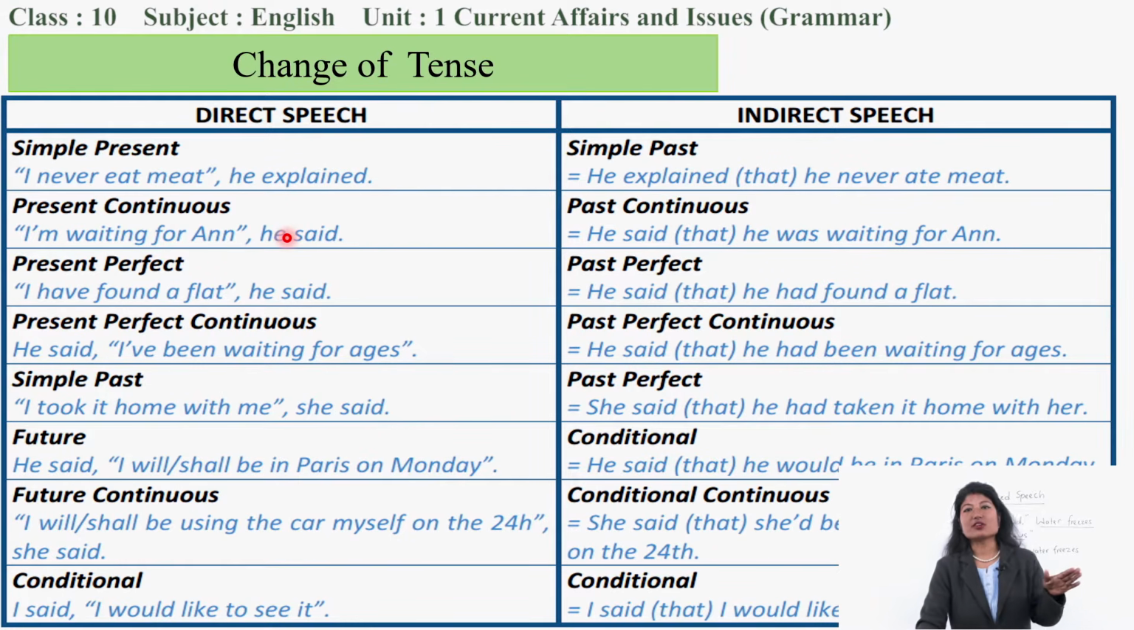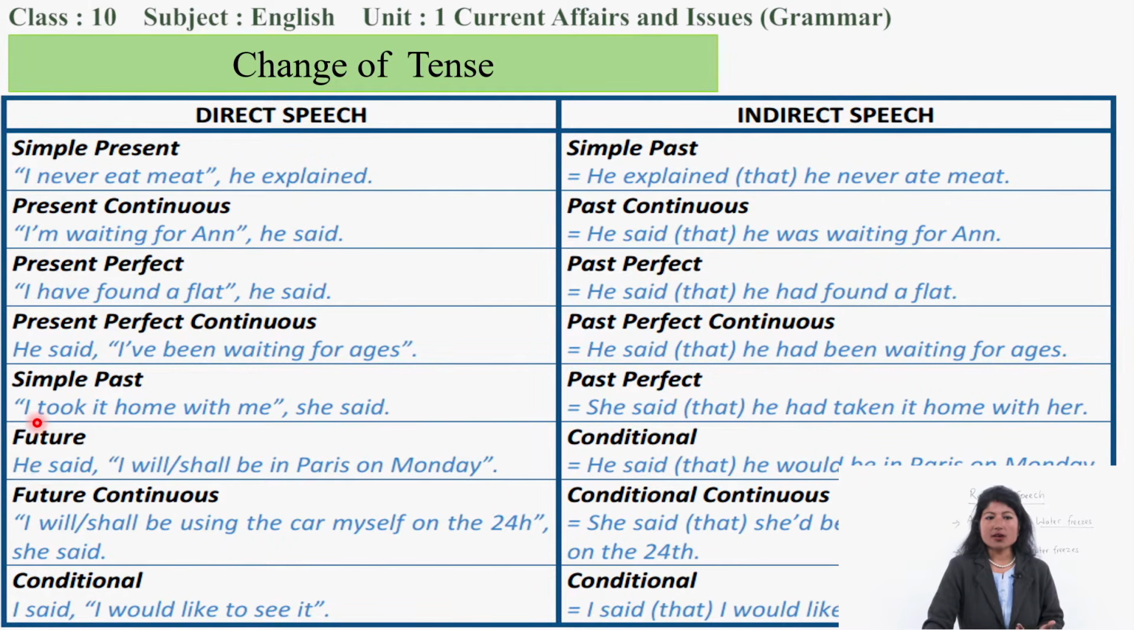Present continuous changes into past continuous. So it goes one step back. Present perfect, past perfect. So it's very easy to remember: simple present, simple past; present continuous, past continuous; present perfect. "I have found a flat," he said. He said that he had found a flat. Past perfect. He said, "I have been waiting for ages," changed into: he said that he had been waiting for ages. Present perfect continuous changes into past perfect continuous.